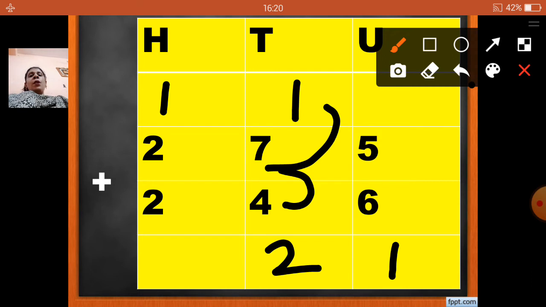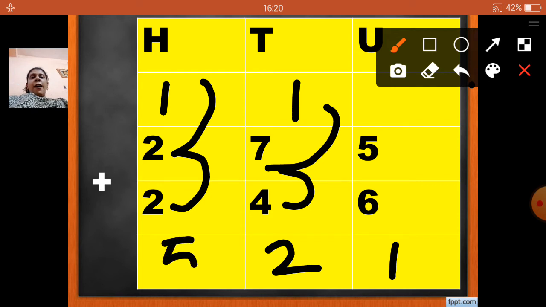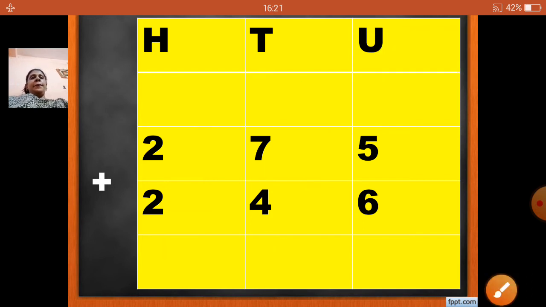Okay. So now this 1 and this 2. 1 plus 2 will be 3. And to that 3 I will add this 2. So it will be 5. Understood, children? When we add 275 plus 246, I get my answer 521. Next.